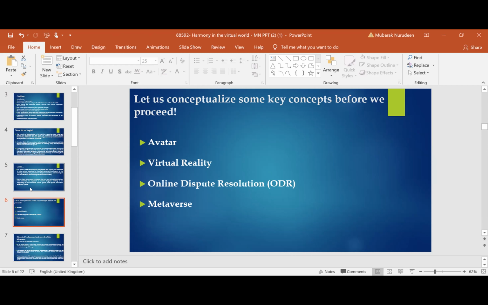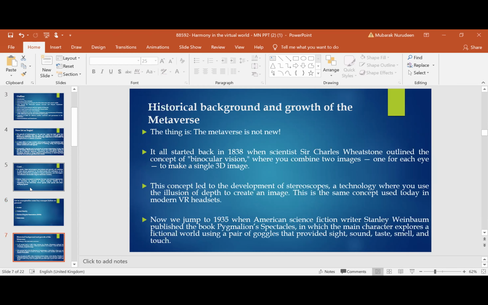Then we have virtual reality, which is basically a computer-generated simulation. And then ODR, of course, we know what ODR means, the use of technology in the resolution of disputes. And the metaverse as well, which is an electronic environment where users can interact with other users or a computer-generated environment.